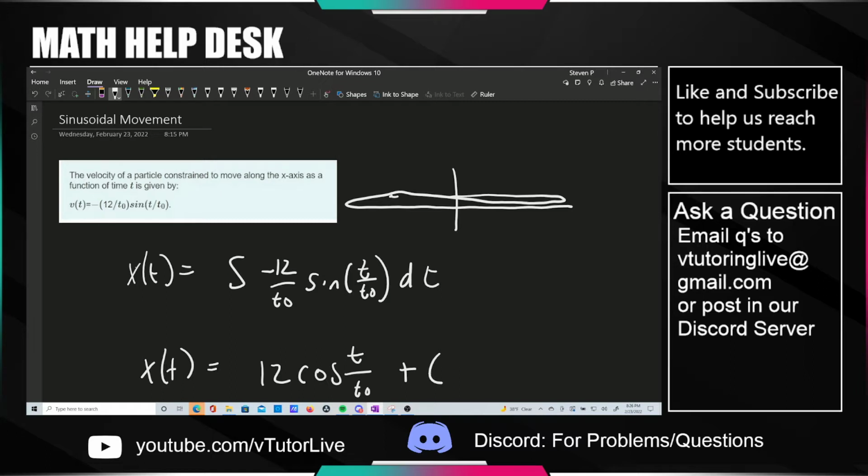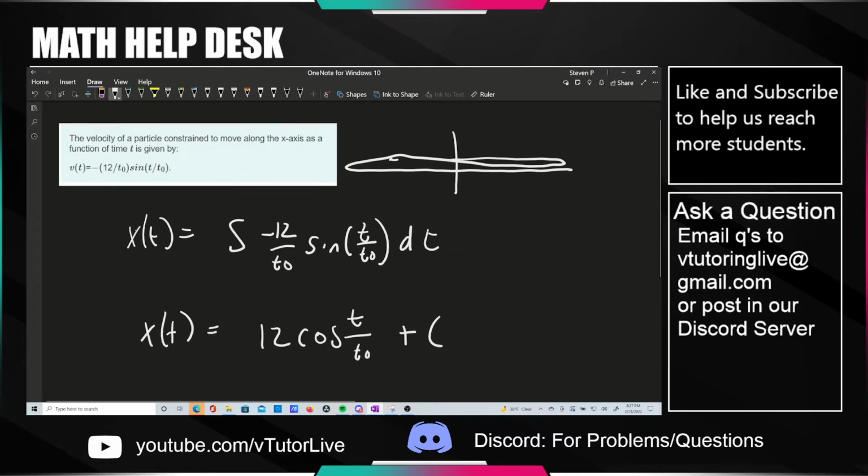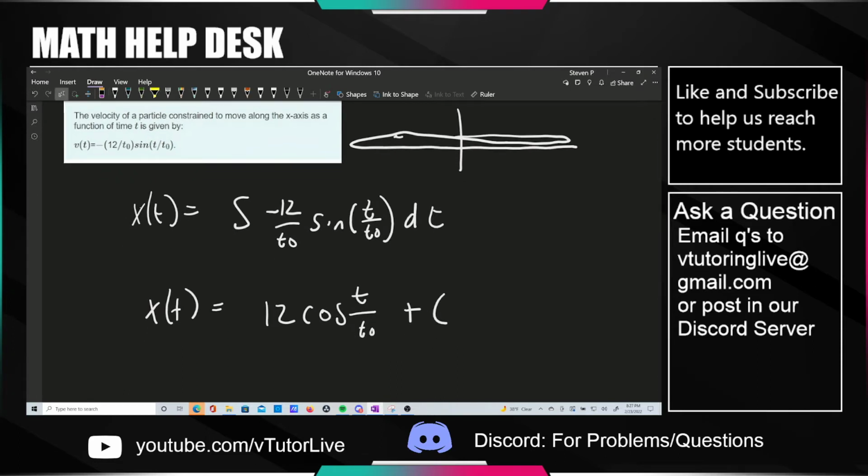So we're basically asked to find the position of the particle at t equal to some multiple of t naught. And to get that, we're going to basically take the integral of the velocity, right? Because the integral of velocity gives you the position. But you need to be especially careful to remember your constant of integration, right?